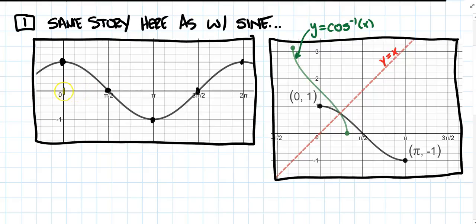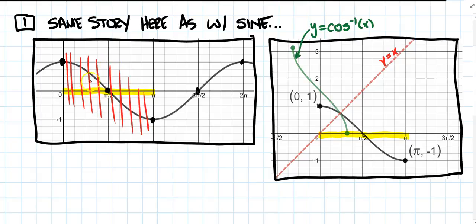So what if I consider only from 0 to pi? If I only consider the points from 0 to pi, and again I'll do the same thing over here for you, so I'm highlighting the x-axis on both graphs. If I only consider that, then yes, indeed, this function passes the vertical line test, and it also passes the horizontal line test. That makes it a one-to-one function, therefore we can speak about its inverse.